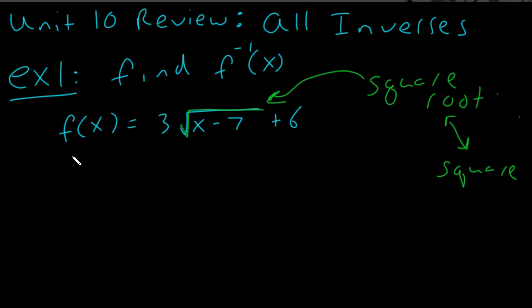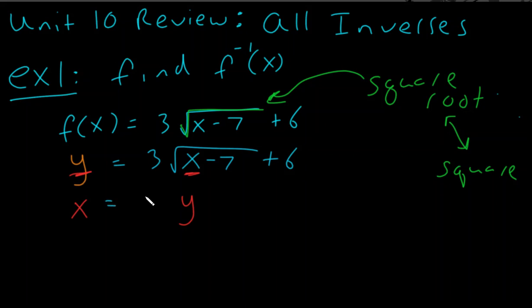Well, the first thing you do is you always change f of x into y. We know that. So y is equal to 3 square roots of x minus 7 plus 6. From here, we know that we want to switch our x and our y. So where I see y, I put x. And where I see x, I put y, and then we write everything as is.